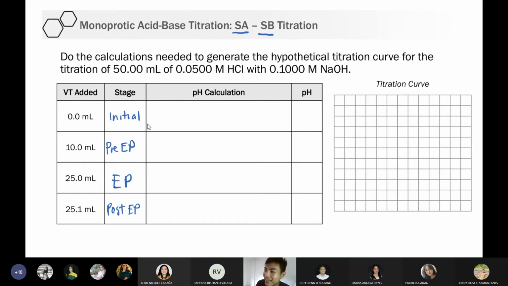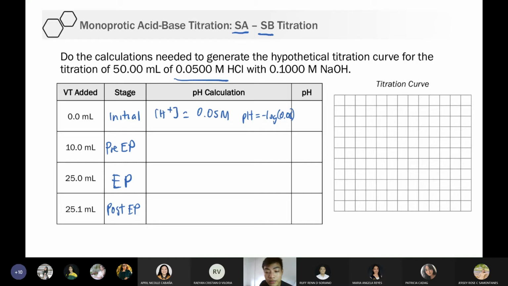Okay. So, yun yung steps natin. Identify what type of titration you are doing. Identify the VTEP, si volume of titrant at equivalence point. Pag nalaman mo sino yung equivalence point, then you can assign the stages. And since you now know the stages, apply the corresponding equations. Let's solve for the initial pH of the analyte. We know that the concentration of acid is just the concentration of the analyte, which is this one. So to solve for the pH, that is negative log of 0.05.